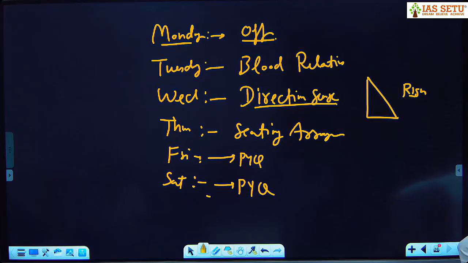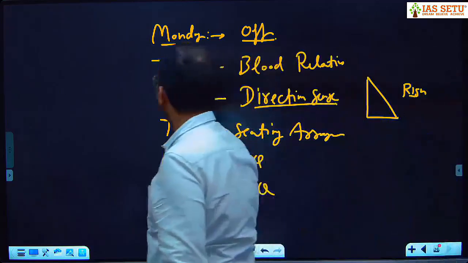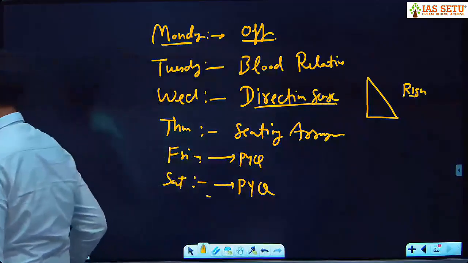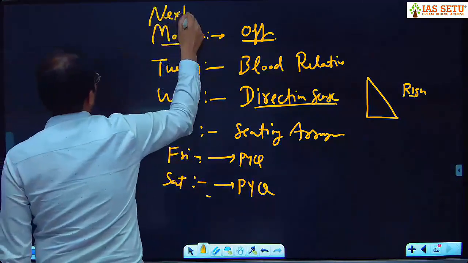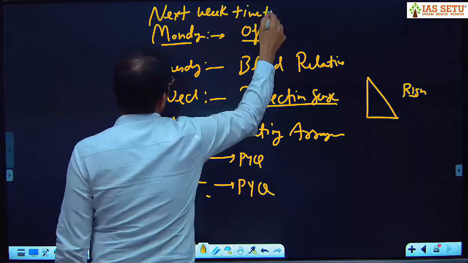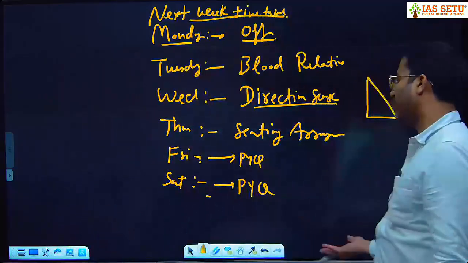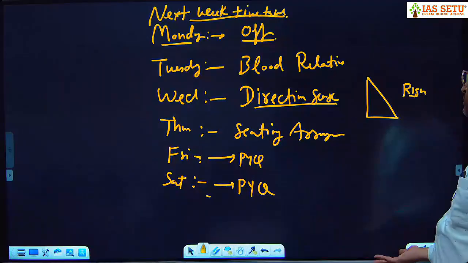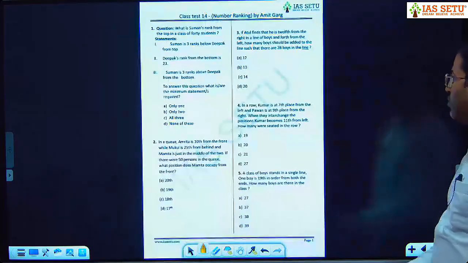No, tomorrow there is no class. Tomorrow there is no class. Sunday there is no class. Monday next week there is no class. This is next week timetable. I will show you the test on the board. Take photo of this. Okay, whoever needs the timetable for next week, this is it. Now test.